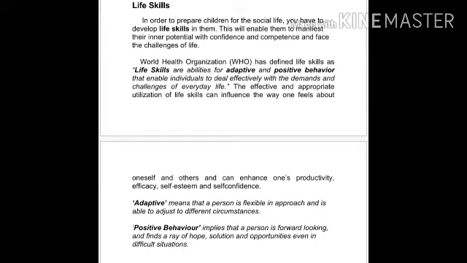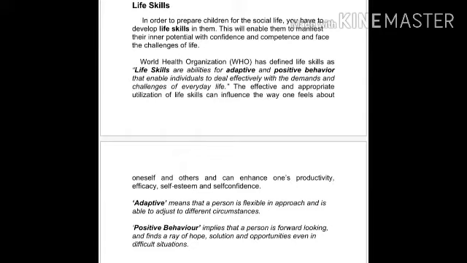WHO has defined life skills as abilities for adaptive and positive behavior that enable individuals to deal effectively with the demands and challenges of everyday life. The effective and appropriate utilization of life skills can influence the way one feels about oneself and others and can enhance one's productivity, self-esteem and self-confidence.